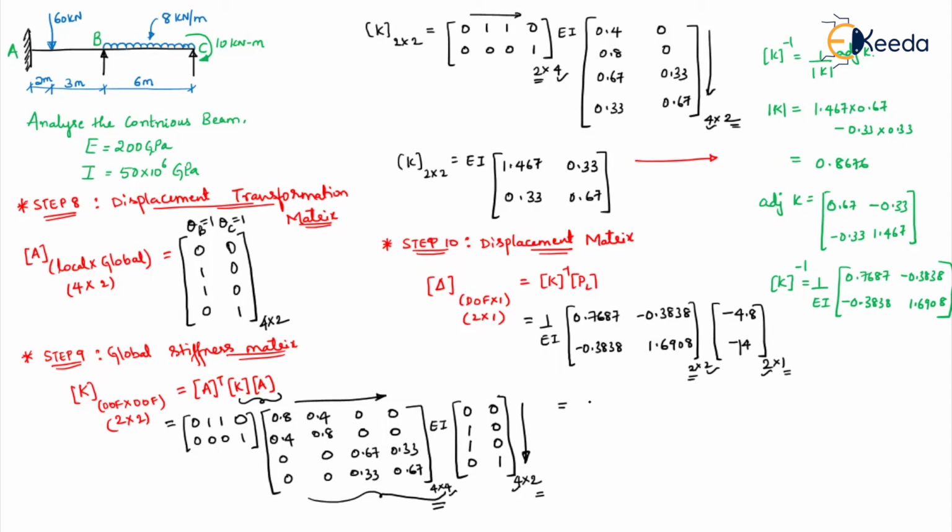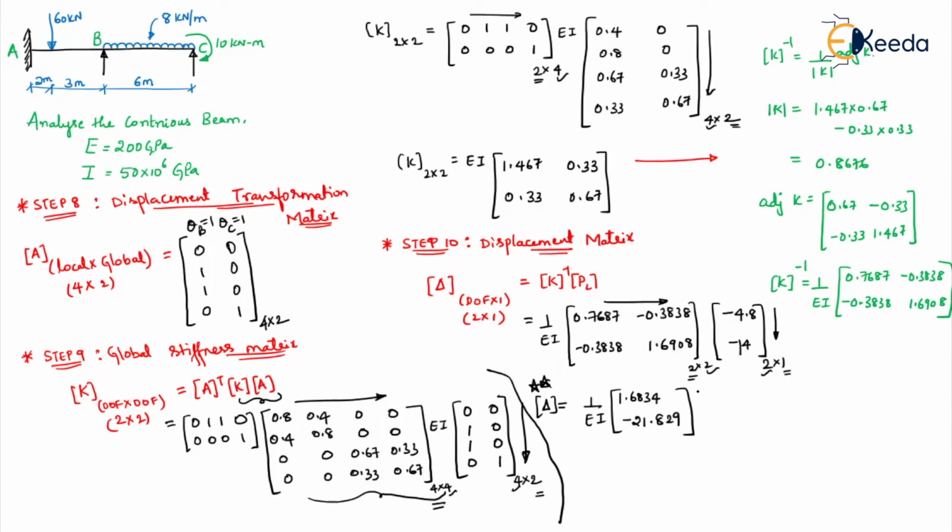So what will happen to this? You will get 1 by EI. What you have to do is multiply this row with this column. First row with this column, what will we get? 1.6834. Then second row with this column, you will get minus 21.829. Okay, so this is your delta value.